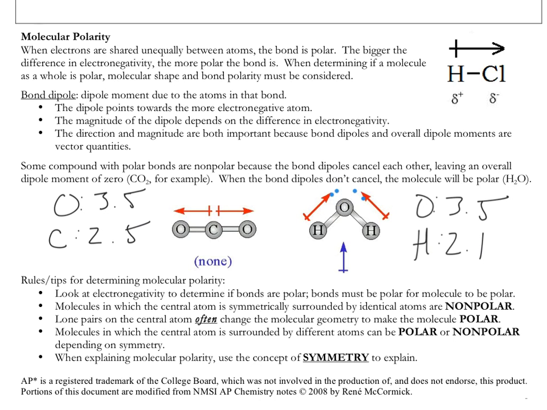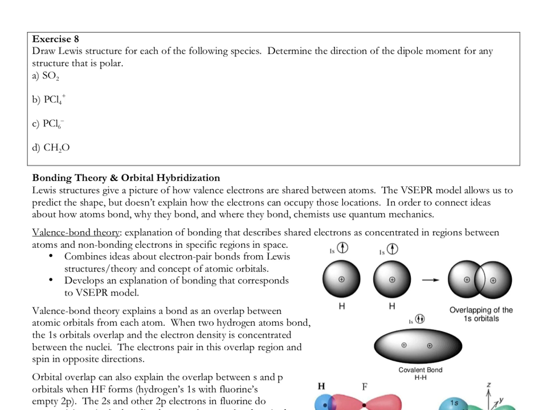So we'll jump into some examples here. For each of these, we're going to start by drawing the Lewis structure. I'm also going to mention the bond angles and the shape just as good practice. It's not required, but then we'll talk about if there's a dipole and if it's polar. So the first one here is SO2.